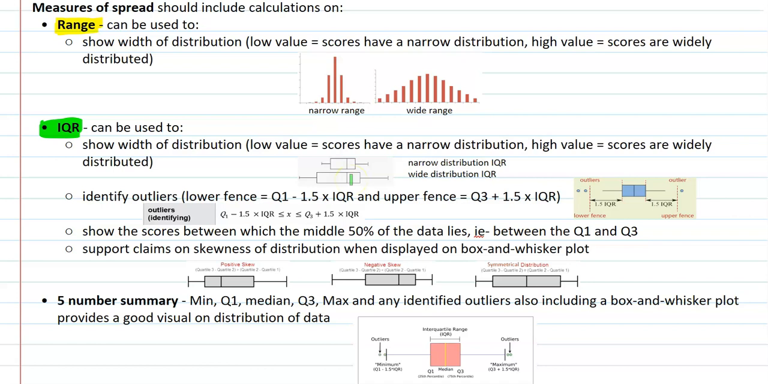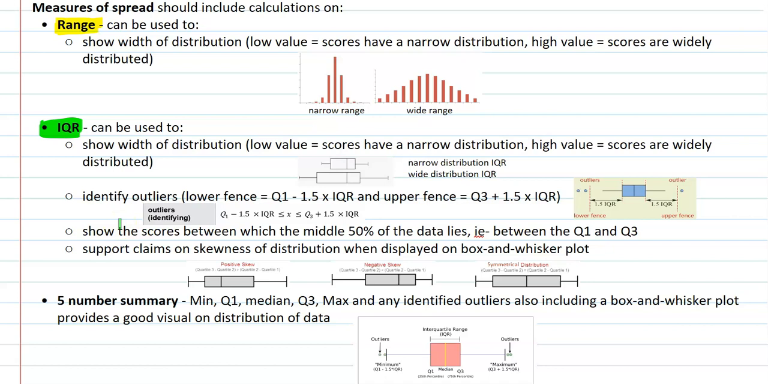Remember, we can also use the IQR to identify outliers. So just remembering to do that, you need your Q1 and your IQR to work out the lower fence, and your Q3 and your IQR to work out the upper fence. And you're also given that formula on your formula sheets.